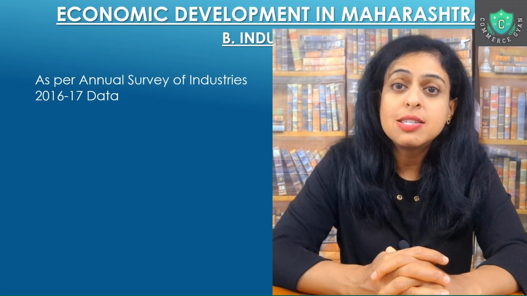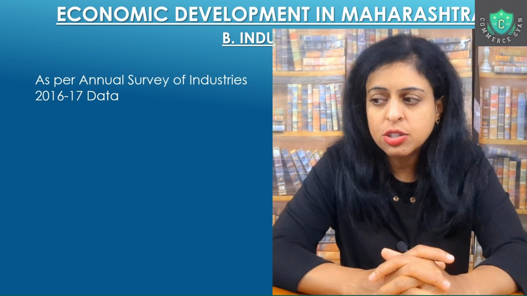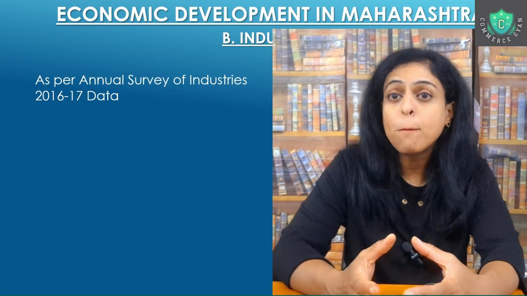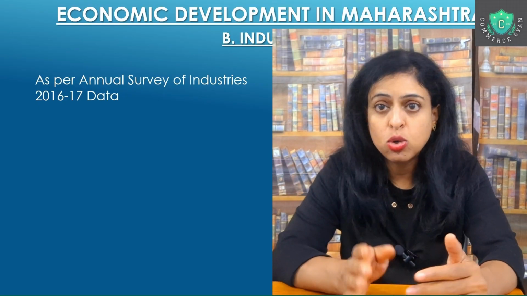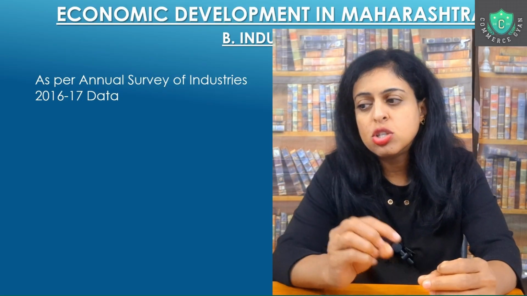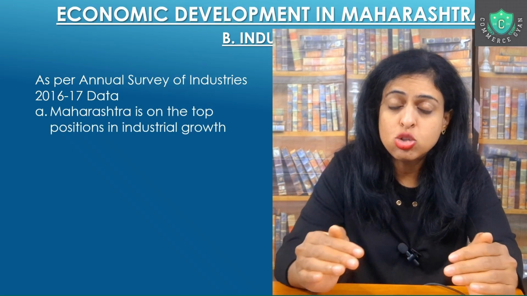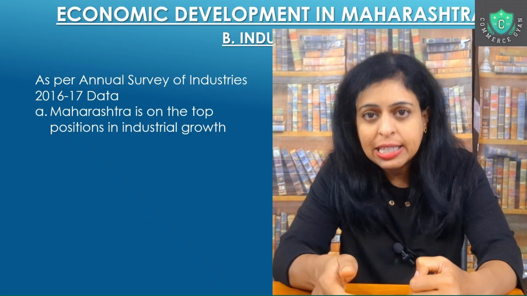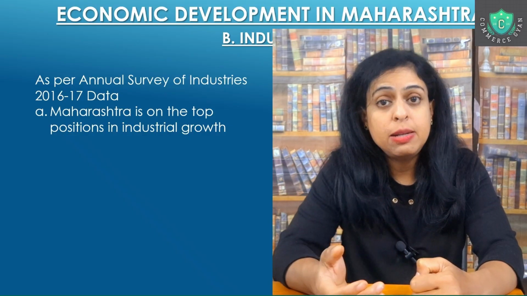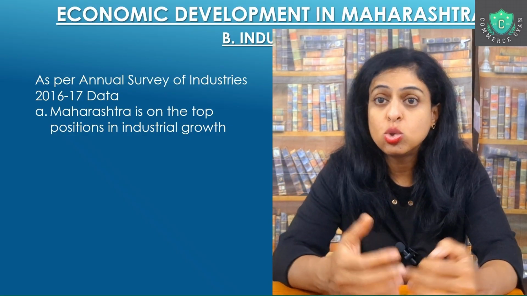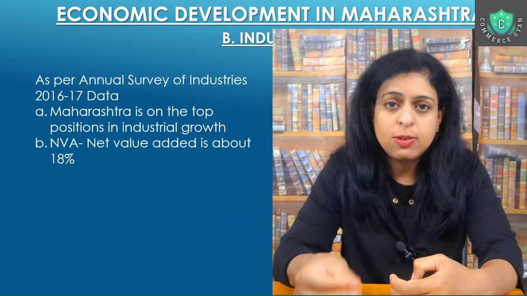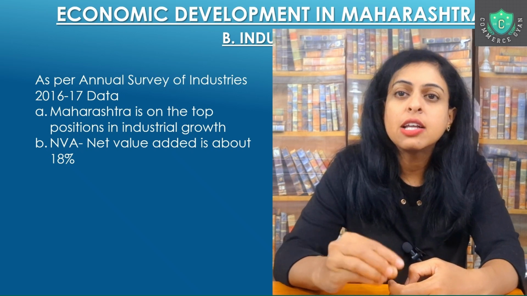Okay, so this is what we are talking about here, where an annual survey of industries was undertaken in the year 16-17. Again, we are talking about that survey. The data showed that Maharashtra was the topmost state in that time period for industrial growth. So, industrial growth was at its peak. Then, NVA, that is the net value added, was about 18%, which was a huge contribution to the entire country. And foreign direct investors were quite interested in coming to Maharashtra.